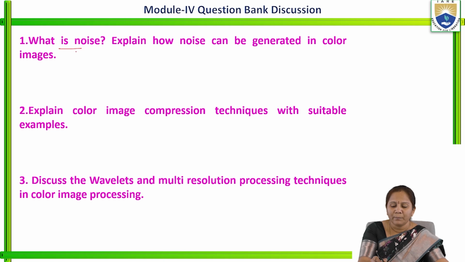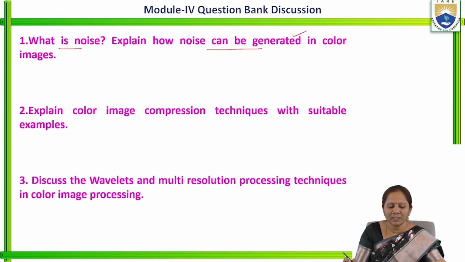So what is noise? And explain how noise can be generated in color images. As we have discussed, how the noise will be generated in color images means it may be during image acquisition or it may be during transmission. So what are the different reasons during image acquisition and what are the different reasons during transmission? All those things should be explained here. And the noises that may be included may be any type of noise like Gaussian noise, Rayleigh noise, impulse noise.